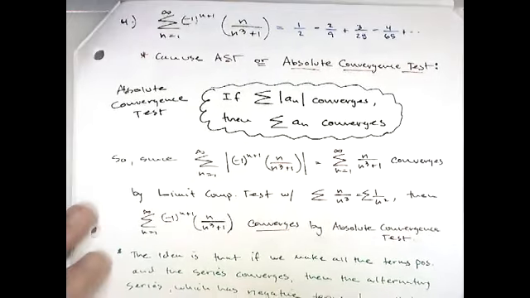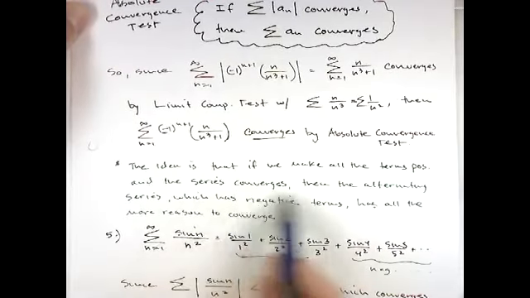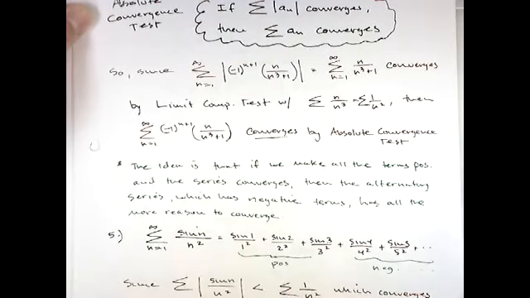Okay, again, the idea is that if we make all the terms positive and the series converges, then the alternating series, which has negative terms, has all the more reason to converge.